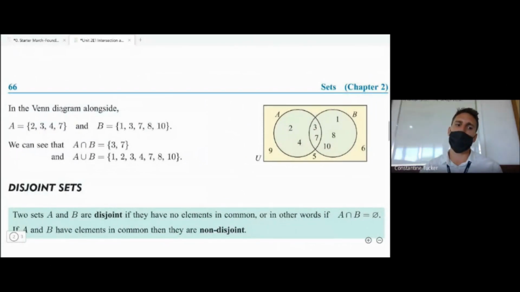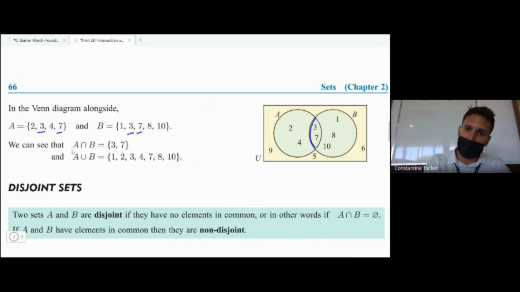So if they say, let's go ahead and put this data into the Venn diagram, how would you create this Venn diagram? Well, you're given A is 2, 3, 4, 7. You're given B is 1, 3, 7, 8, 10. What are the common elements? 3 and 7. Thank you, guys. 3 and 7 indeed. So these two numbers, we go ahead and put them into the intersection. So these two elements, 3 and 7, go in here.